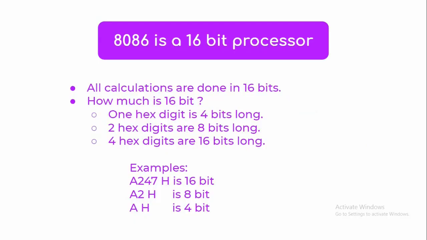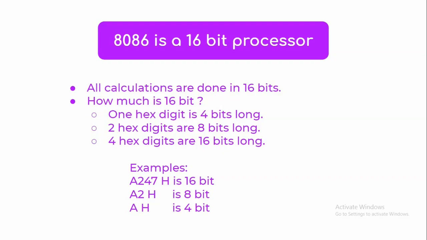And what do I mean by that? Every calculation is done in 16 bits. So how much is 16 bits? One hex digit is 4 bits long. So from 0 to 9, from A to F, everything is 4 bits long. 2 hex digits are 8 bits long. And finally, 4 hex digits are 16 bits long.